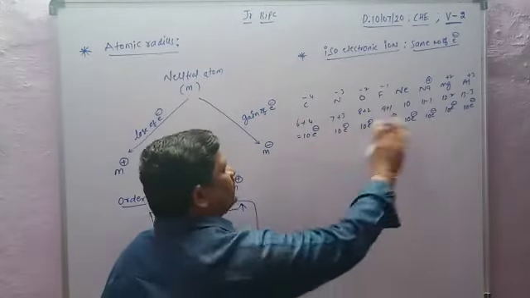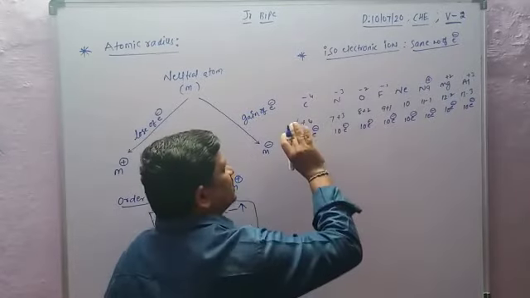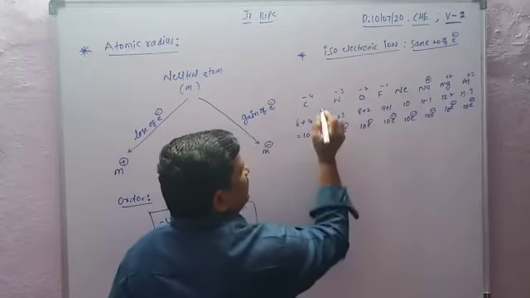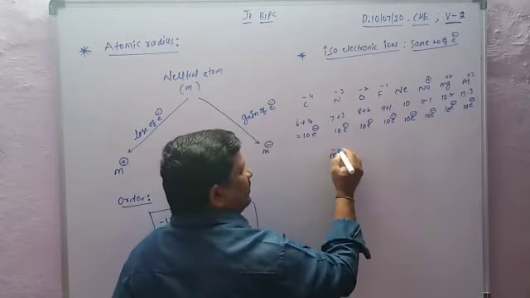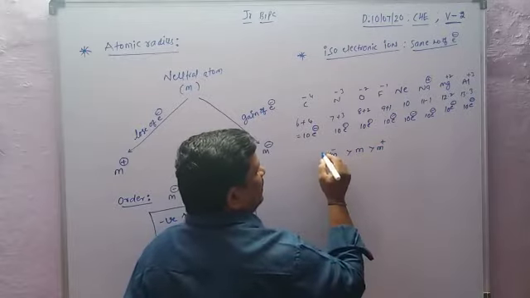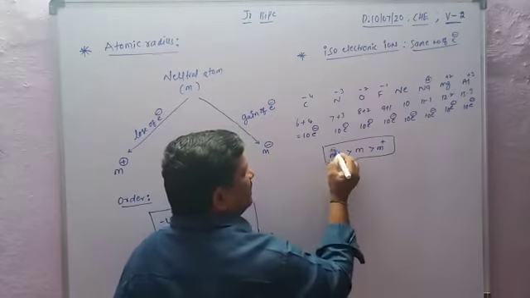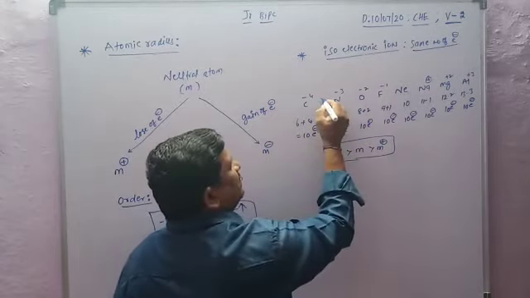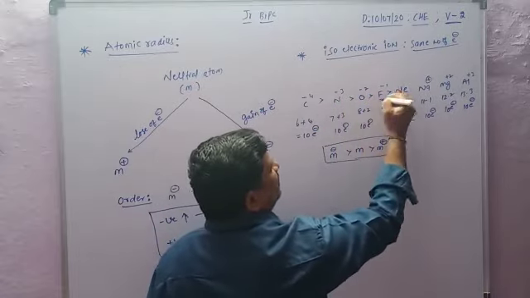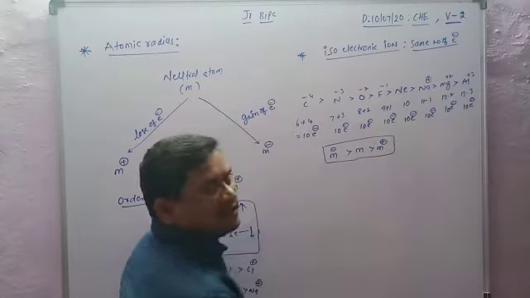Now from left to right, what happens to the radius or size? It decreases, because the negative charge decreases and the positive charge increases. For example, M⁻ is greater than M, which is greater than M⁺. That is the order. So C⁴⁻ is greater than N³⁻, greater than O²⁻, F⁻, Ne, Na⁺, Mg²⁺, Al³⁺.